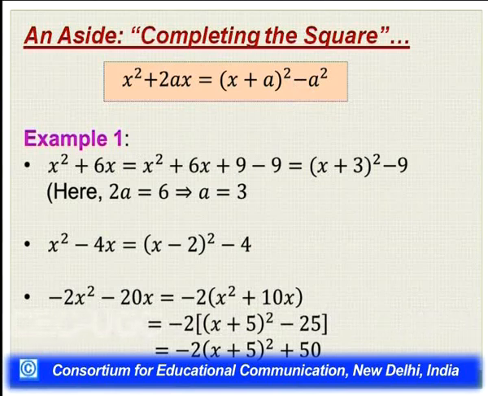So let's work through some examples to see if you have understood the process of completing the square. Let's just practice a little bit. The first expression is x squared plus 6 times x. Also remember, when we follow the process of completing the square, we must make sure that the coefficient of x squared is 1.